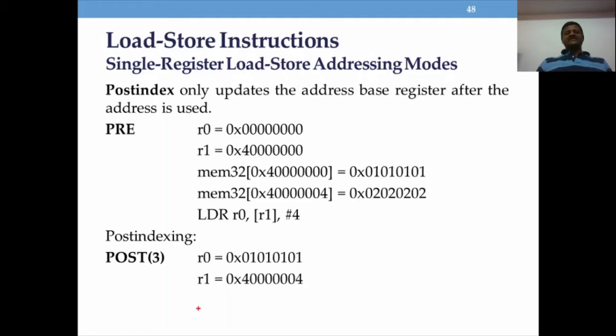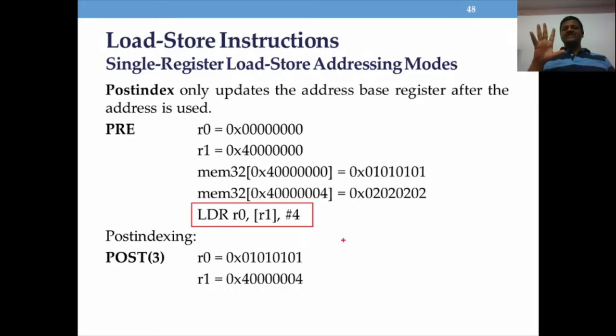In case of post-indexing, it is exactly similar to pre-indexing, but the only thing is that after copying the information, we then update the pointer. Now look at the instruction example here: LDR R0, [R1], #4. Only the base is inside the square bracket, and the offset is outside the bracket with comma hash 4. Now we'll compare the before and after execution of R0 and R1.